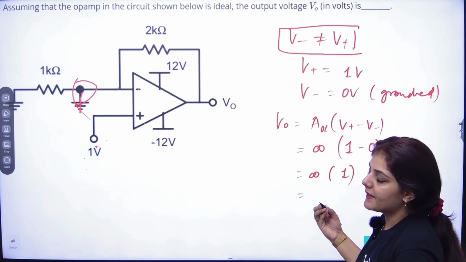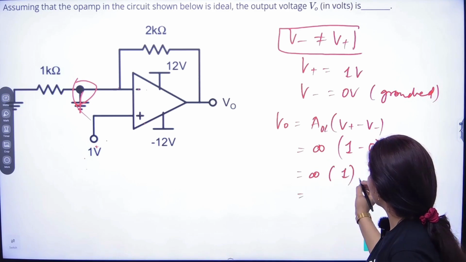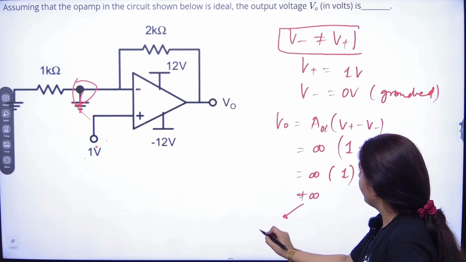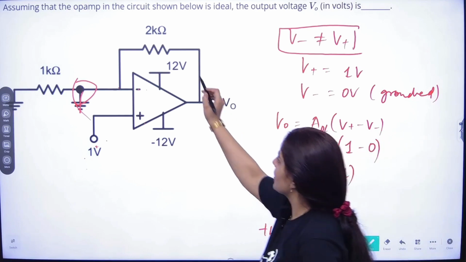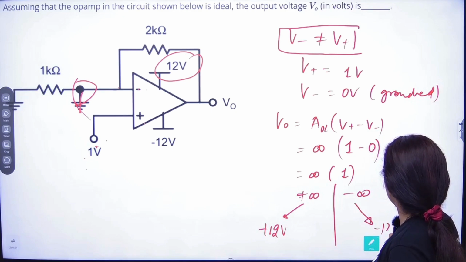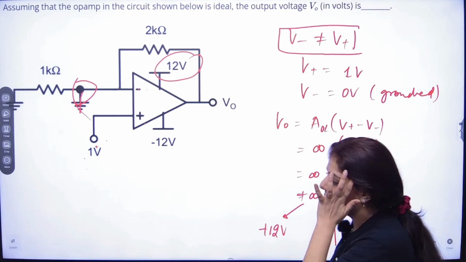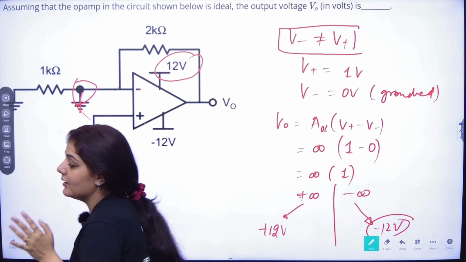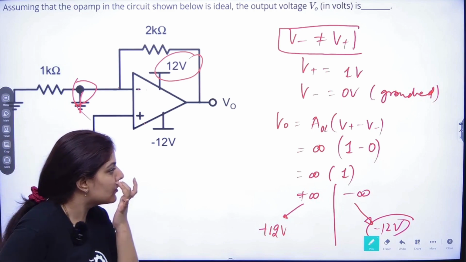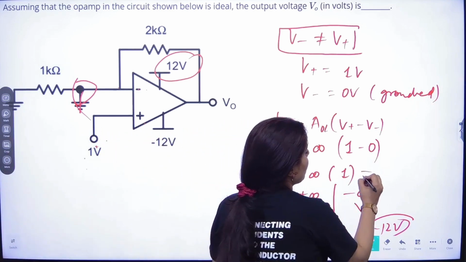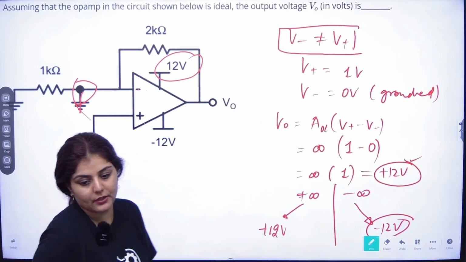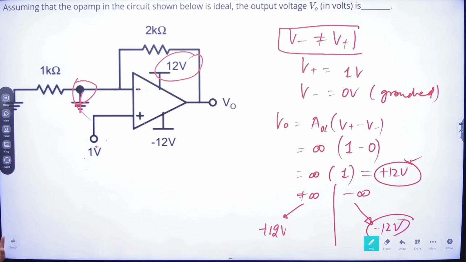Output can never be infinite. If it is coming out to be positive infinity, then it can be plus 12, which is the saturation voltage given to us, and if it is negative infinity, it can go to minus 12 volts, right? So whenever you get outputs at infinity, the final output will always be the positive or negative saturation value. So what will be the final output? Plus 12 volts will be the output for this particular type of question. Very easy question, yet tricky question.